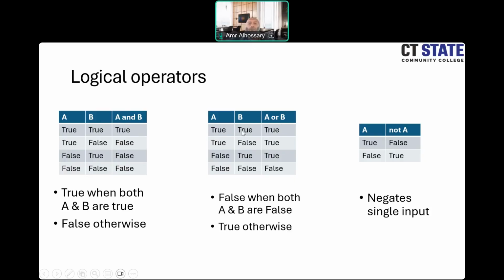For the or, all of them are true except only the case where both of them are false. So false when both a and b are false, and true otherwise. Not is a unary operator that when it takes true produces false, when it takes false produces true.